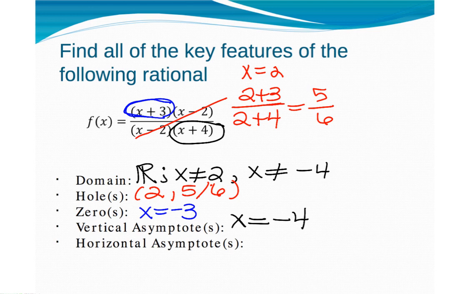And last but not least is my horizontal asymptote. So I have 2 x's on the top. I have 2 x's on the bottom. So they are the same. So I'm thinking South Side Chicago. So if they're the same, I'm looking at the coefficients. So out in front, I have that imaginary 1 on the top and the bottom. So my horizontal asymptote is going to be the equation of a line, y equals 1. So that is everything we're looking for when we're looking at a rational function.